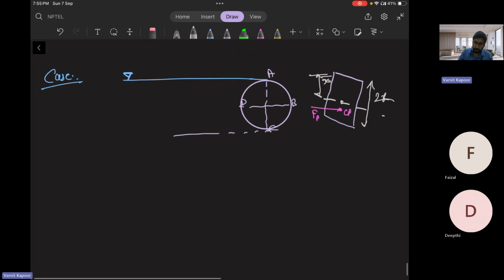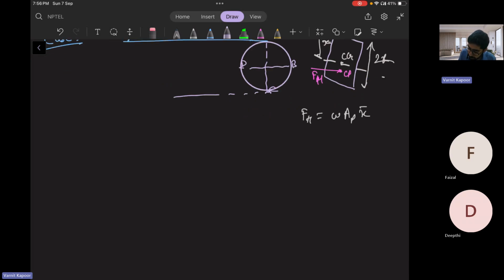FH will be how much? FP or FH, I should write. FH is W of projected area into x bar. Okay, this is your CG. Okay, now comes the vertical component. So it will be distributed into two ways. So first one is the surface is here. Okay, so there will be this much of liquid which is there.